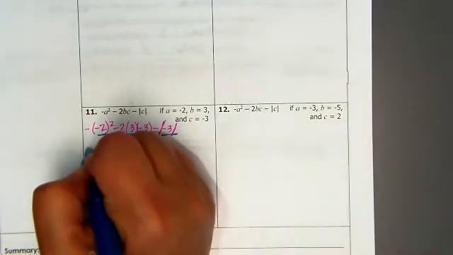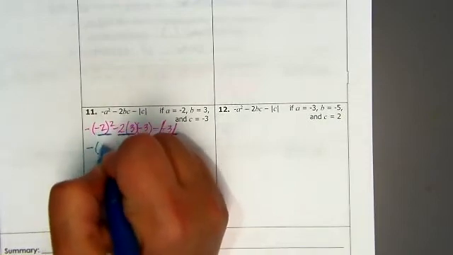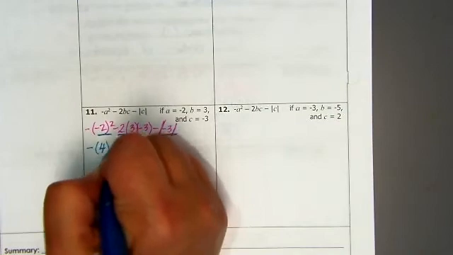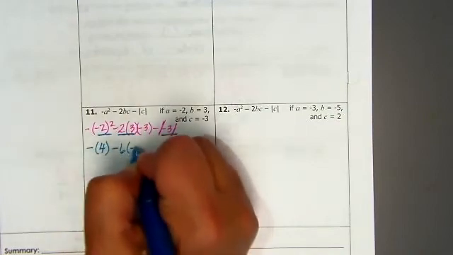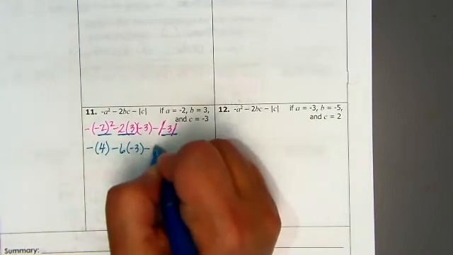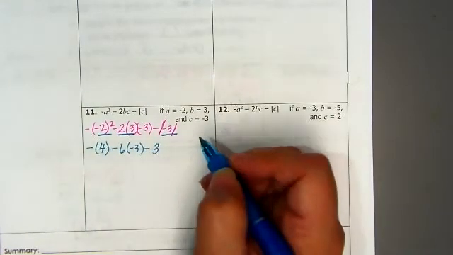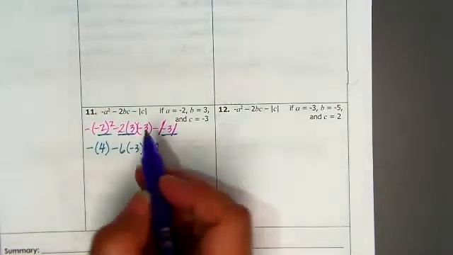So I'm going to have negative 2 squared, that's going to give me 4. Negative 2 times 3, that gives me a negative 6 times the negative 3 here. And then the absolute value of negative 3 is 3. Remember, that's the distance from 0. Okay, here we go. Moving right along.